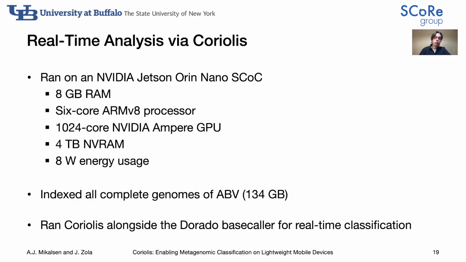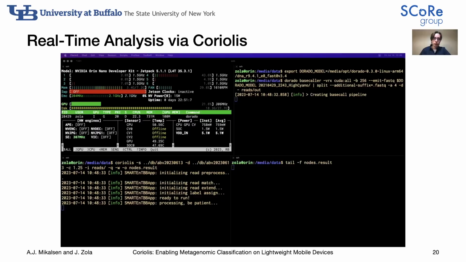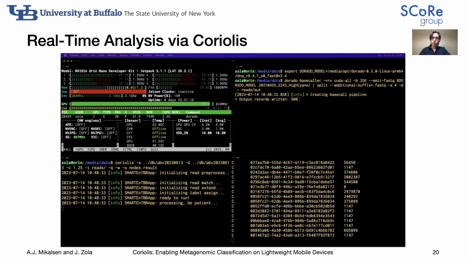Also, in the most recent version of Coriolis, we're able to run it in real time alongside the base caller while using the entire ABV database. In this video, we have Coriolis running in the bottom left, we have Dorado, our base caller, running in the top right, and we have the output of Coriolis in the bottom right. And as you can see, Coriolis is able to classify the reads in real time as they're produced by Dorado, even though it's using the massive ABV database.